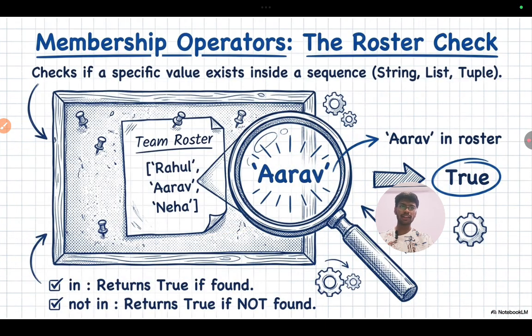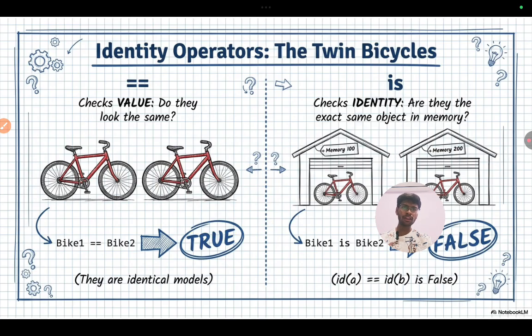Then membership operators, in and not in. Like, in the team roster there are Rahul, Arav and Neha, so Arav in the roster is true, but if you give Priya in roster, that will give false. The in and not in we will be discussing; these are membership operators.